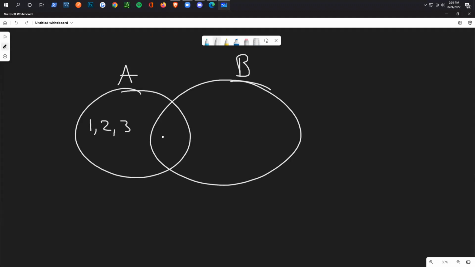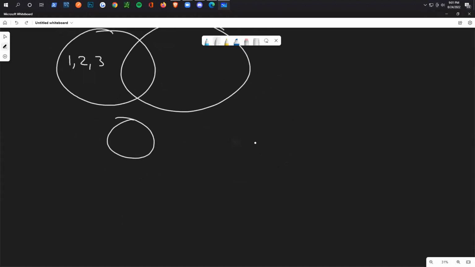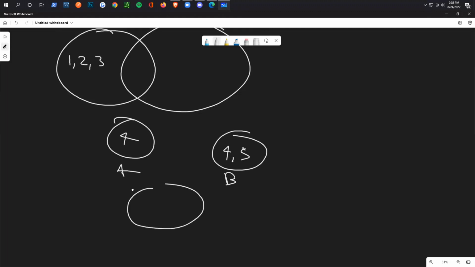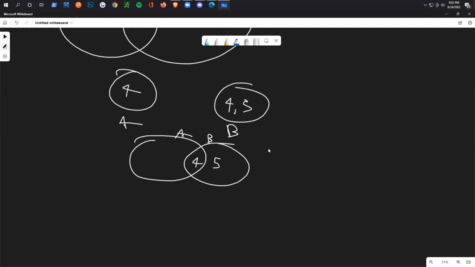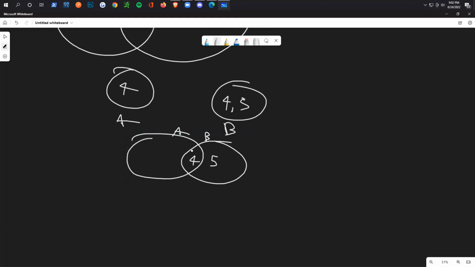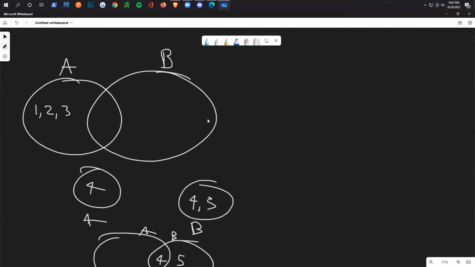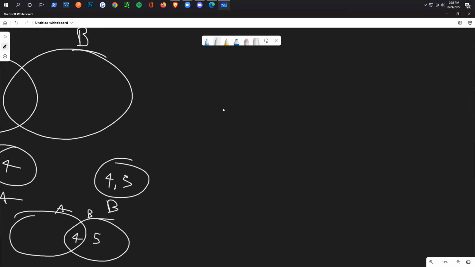If we had something like, let's say the Venn diagrams were a little separated, and we had 4 and 4 and 5, these two, A and B, have a common term. They have an intersection. So A and B has 5 in it. If it's disjoint, they have nothing intersected. Meanwhile, if they are joint, they have something in there.